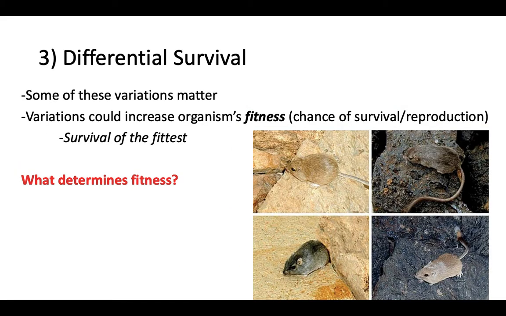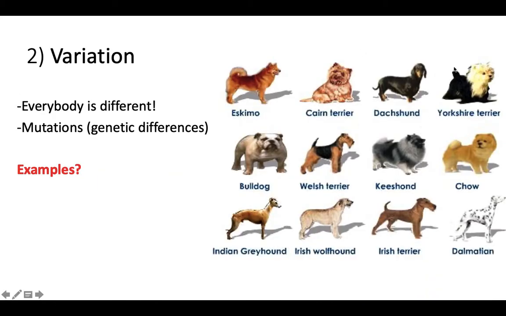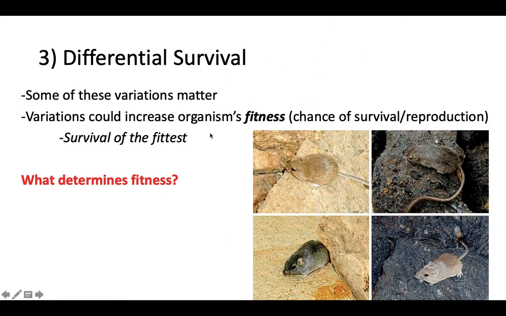The third piece is that some of these variations, these differences between organisms, are going to make a difference in deciding who lives and who dies, or who has sex and who doesn't, right? Some variations might increase the organism's fitness. And fitness does not refer to how swole you are when you go to the gym, but rather your chances of survival or reproduction given a certain environment, okay? And that's where this term survival of the fittest comes from. So fitness, right, is dependent on your environment. So what determines fitness? Your environment.